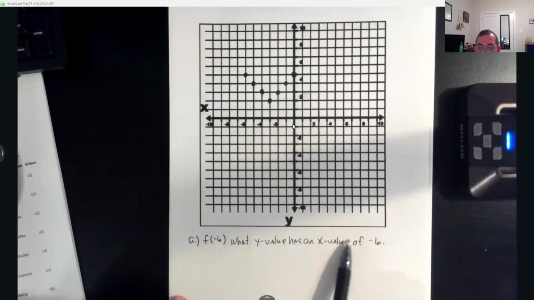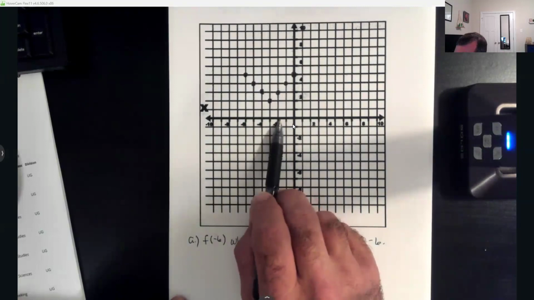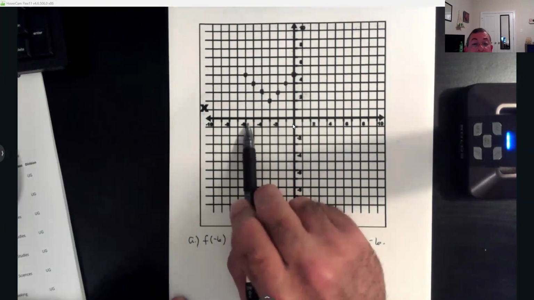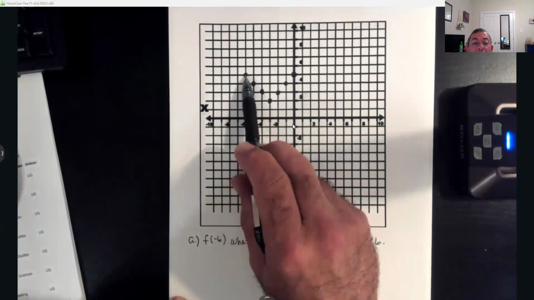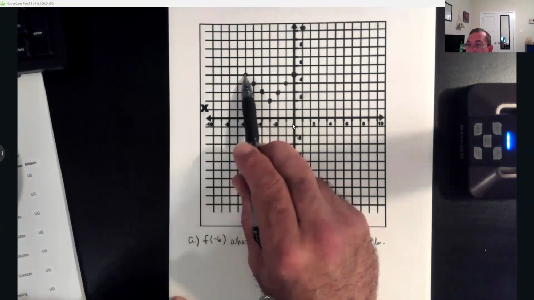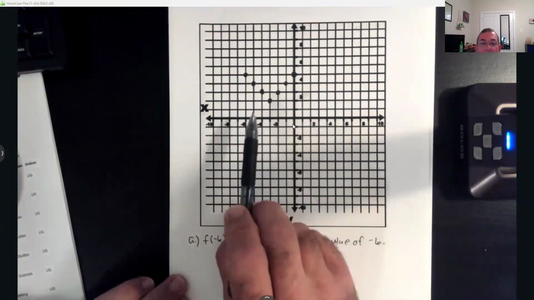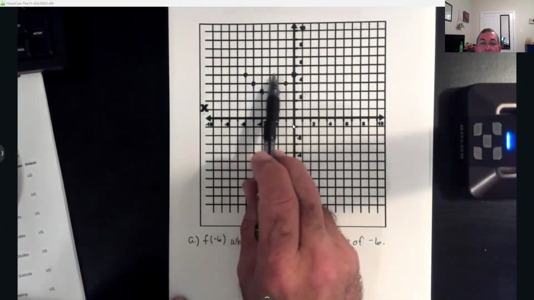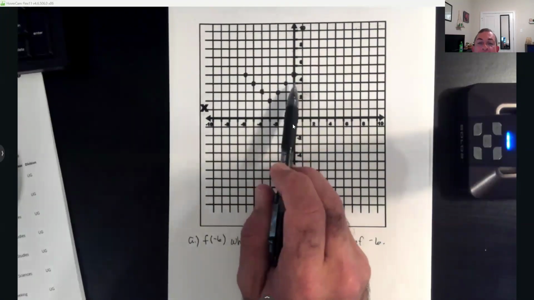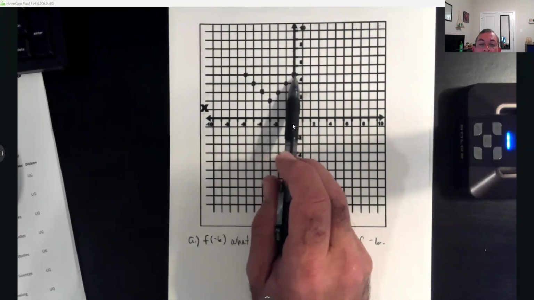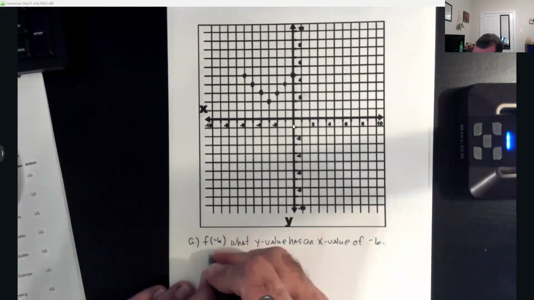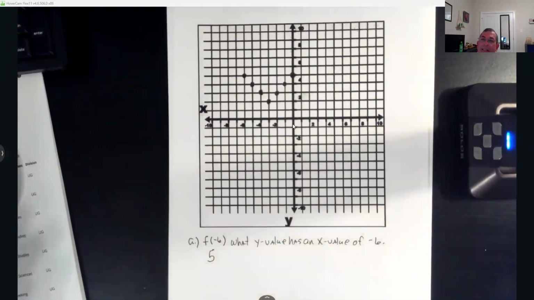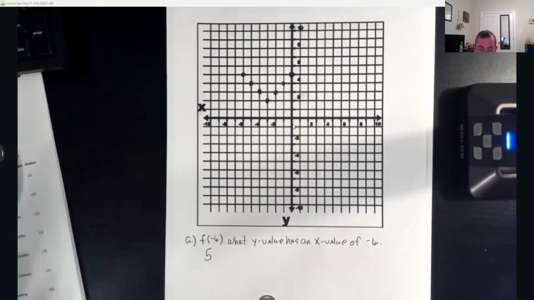So what I would do is go to -6 on my number line here. So there's -1, -2, -3, -4, -5, -6. And then since this is the x value of -6, I'm looking for the y value of that point that occurs at that -6. Okay, so if we go to our point and we go straight across, we can see that, well, there's 4 right there, so we must be at 5. So that means f of -6 would equal 5, because that's the y value of that point, okay?